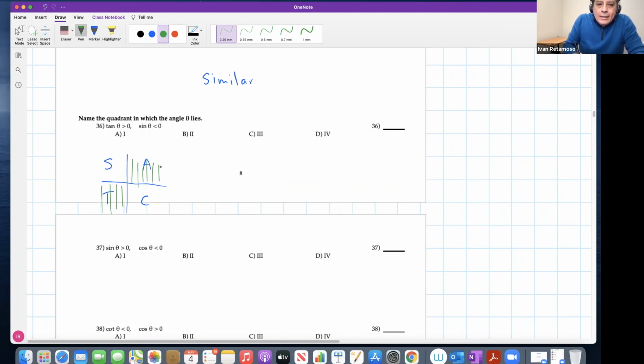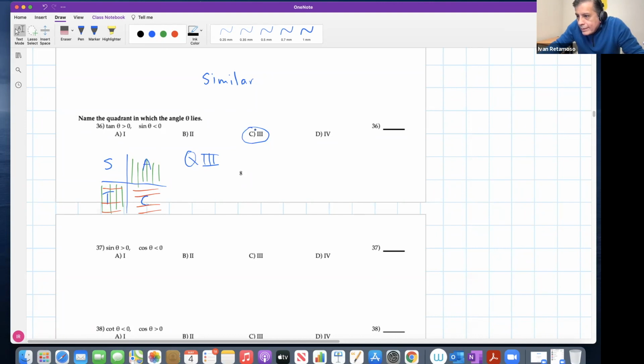Sine negative, where is sine negative? Not here, because every trigonometric function is positive. Here also sine is positive. So here and here, sine is negative: third quadrant, fourth quadrant. But where both things happen at the same time is the third quadrant. So then you can say, okay, this is in quadrant 3. So the angle should be in quadrant 3.